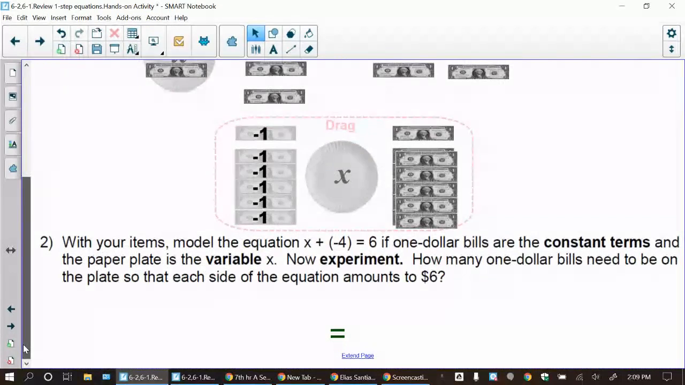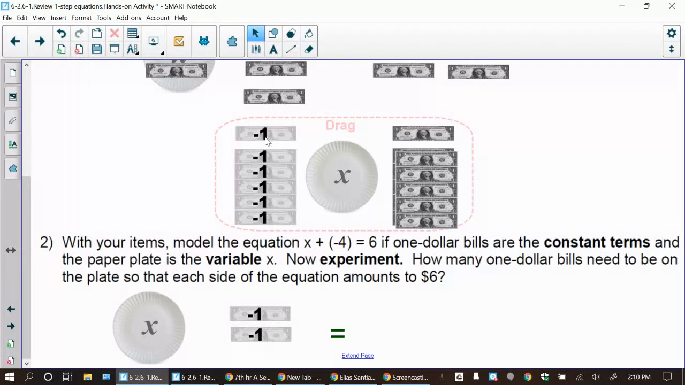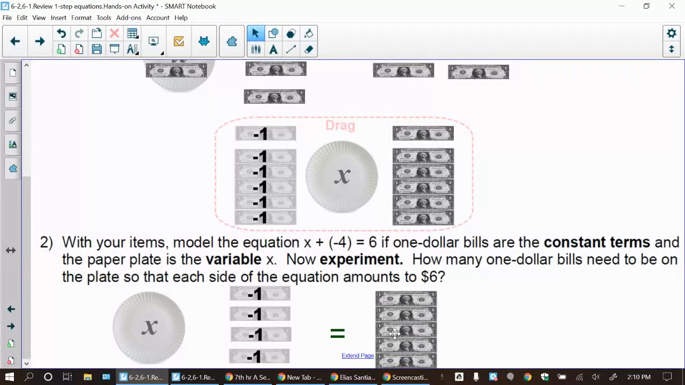Okay. So now with the same items, we want to model what is x plus negative 4 to equal 6. So once again, we're going to have our big X, but instead of positives, we're going to put some negatives. So there's my four negatives. And then on the other side, we're going to put positive 6 again. So 1, 2, 3, 4. This is 5. And one more to make 6.